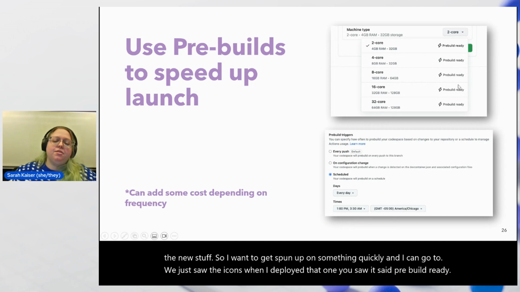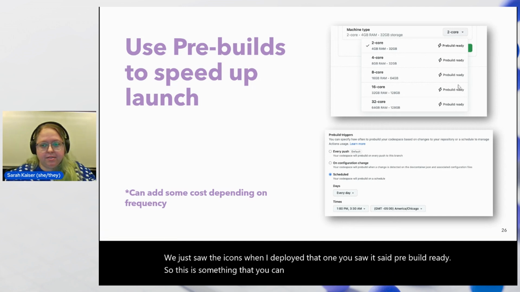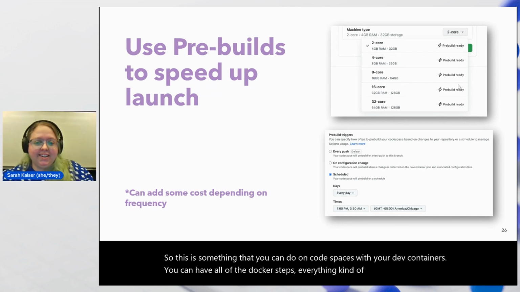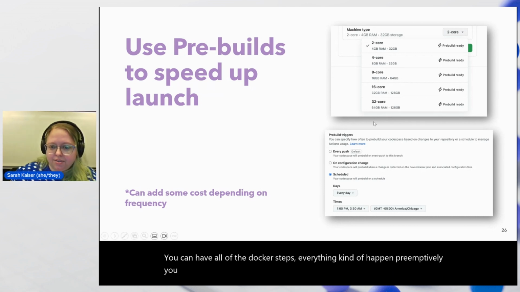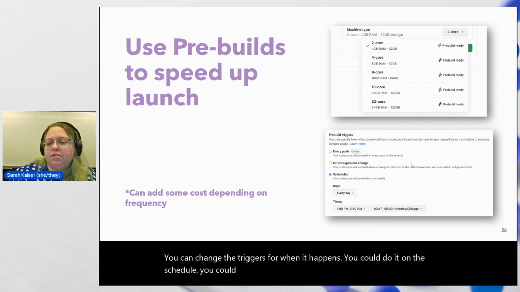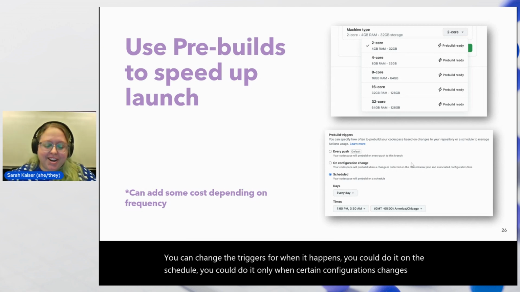So this is something that you can do on Codespaces with your dev containers. You can have all of the Docker steps, everything, happen preemptively. You can change the triggers for when it happens. You could do it on a schedule. You could do it only when certain configurations change.